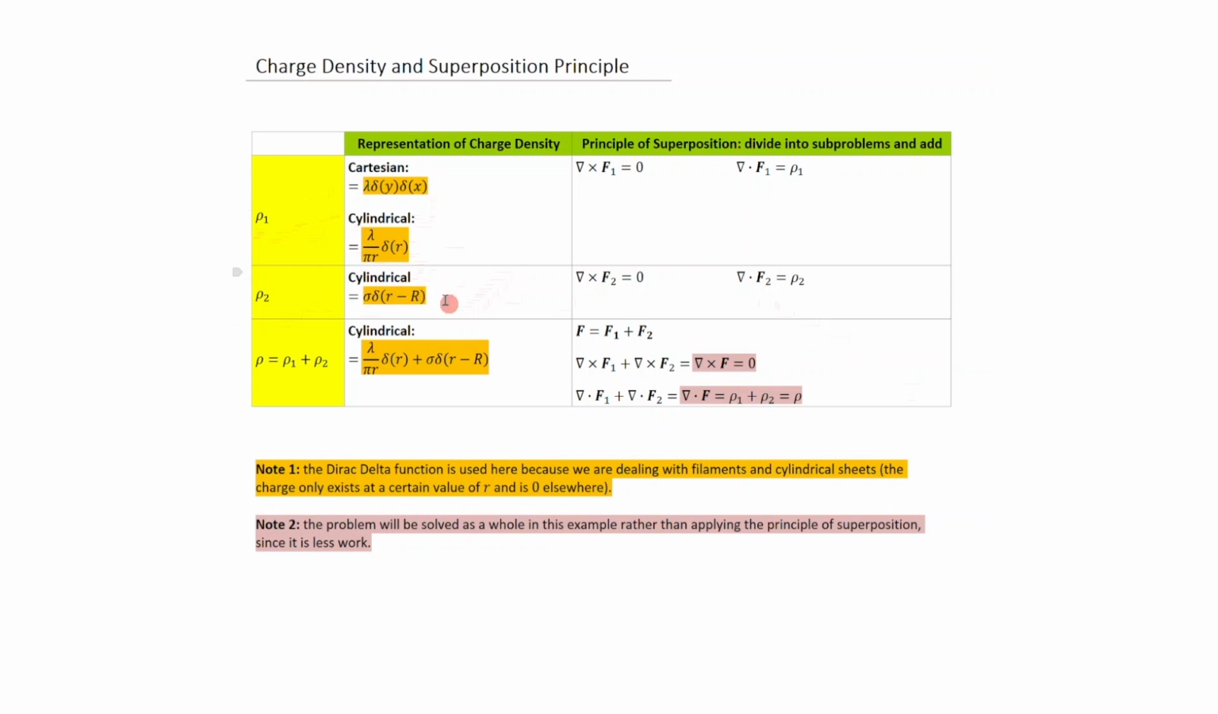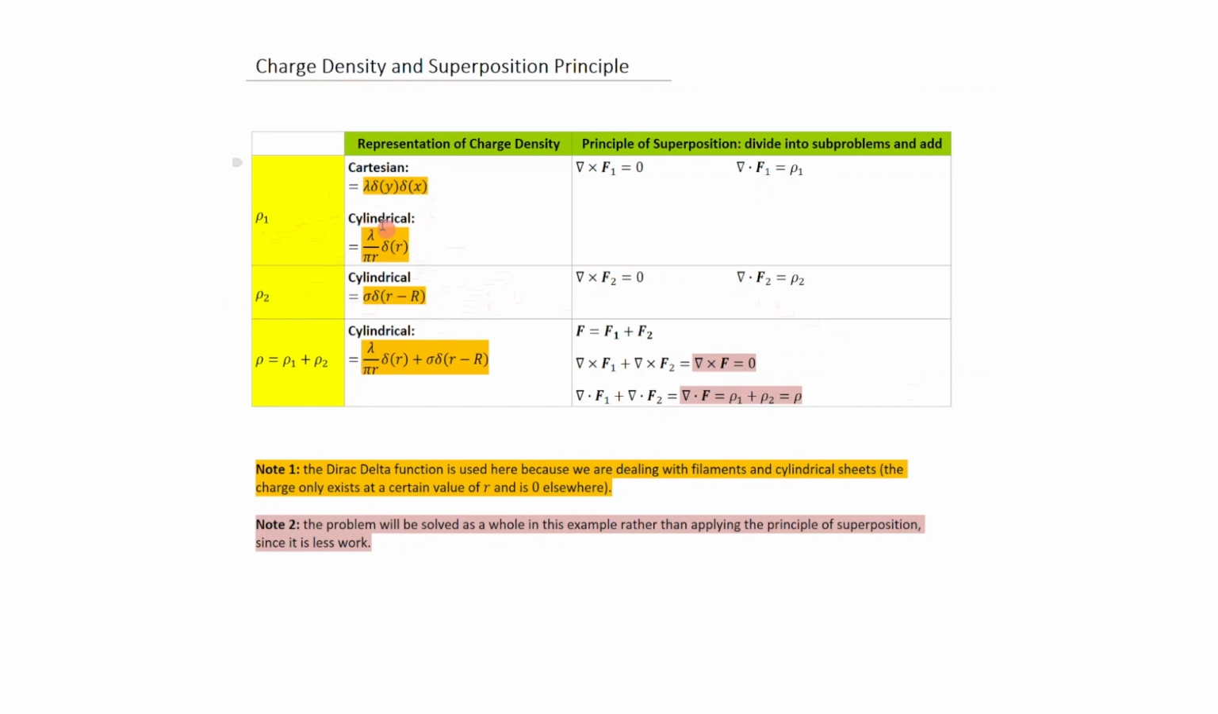For the cylindrical surface, it's a sheet, right? The only option here would be to use cylindrical coordinates to describe what the delta function would look like. And so in this case, for the surface charge on the cylinder of radius r, it would be delta of r minus r times sigma, sigma being the charge density per unit area, in coulombs per meter squared.